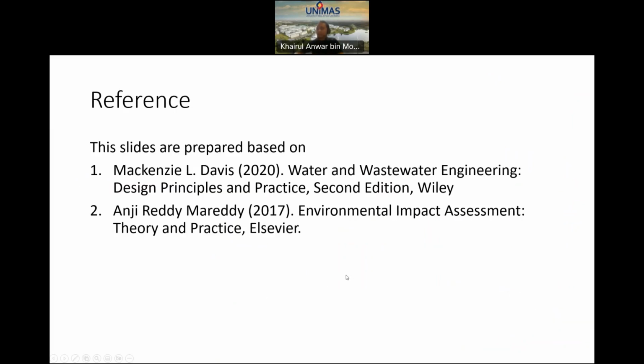This slide was prepared based on Metcalf and Eddy, Davis 2020, Wastewater Engineering: Design, Physical and Practice, second edition by Wiley. The second one is Anji Reddy, Environmental Impact Assessment: Theory and Practice. For the advanced wastewater treatment, it is based on Anji Reddy's book.